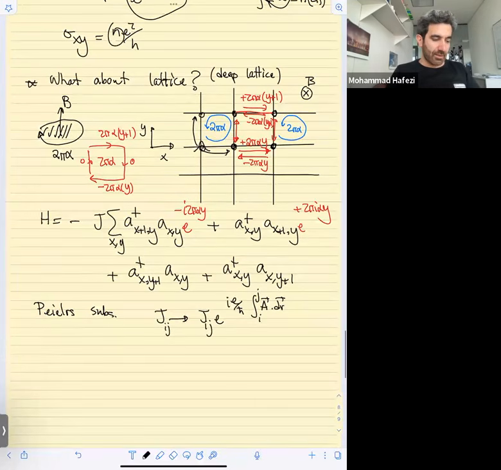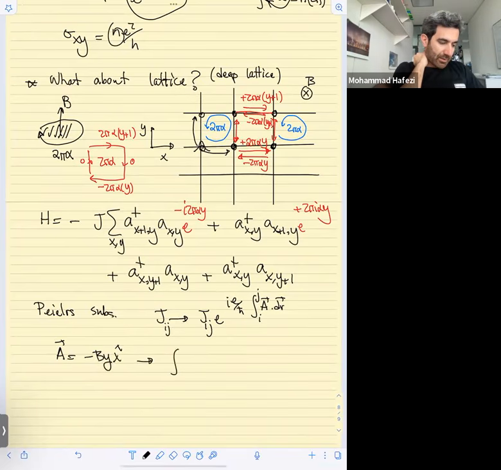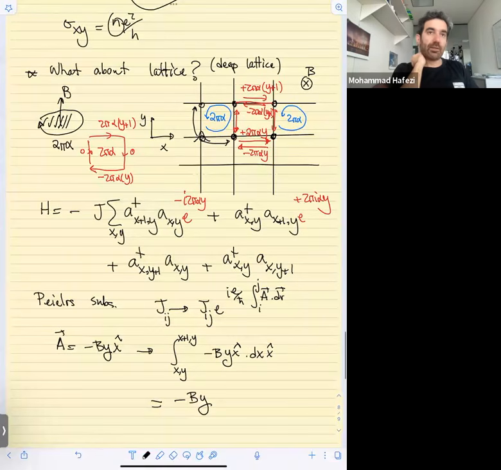So over here, if A was in the Landau gauge, minus B y x, then the integral from x to x plus 1 at fixed y would be minus B y x dx in the x-hat direction, and this is nothing but minus B y, and then the length of the system, the length over here, which is basically a.